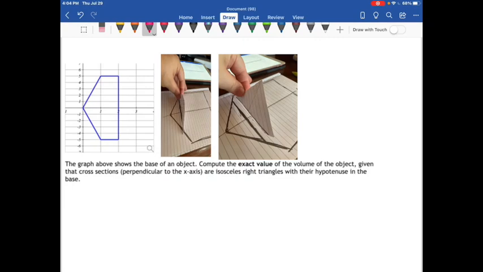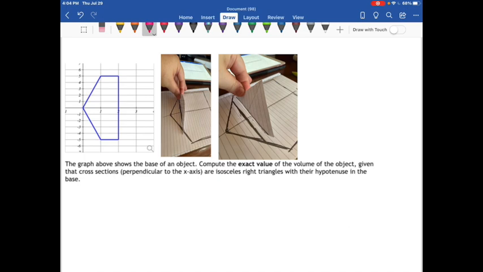The graph above shows the base of an object. We're going to compute the exact value of the volume of the object, given that the cross sections are perpendicular to the x-axis, and the cross sections are going to be isosceles right triangles, and the hypotenuse is going to be on the base. So I've taken a couple pictures here so you can visualize what this is going to look like three-dimensionally.